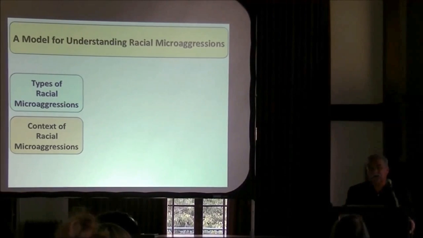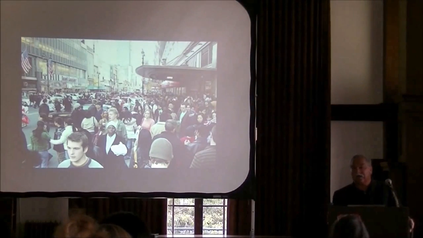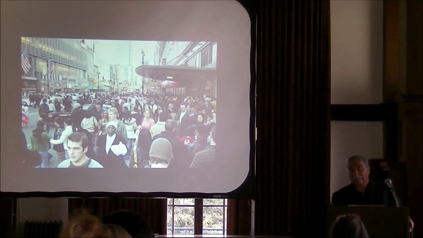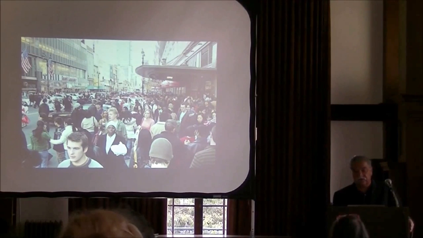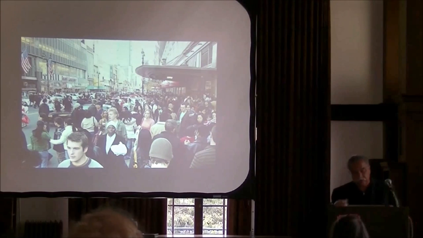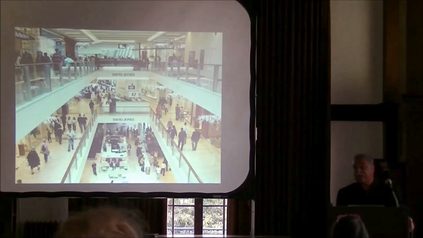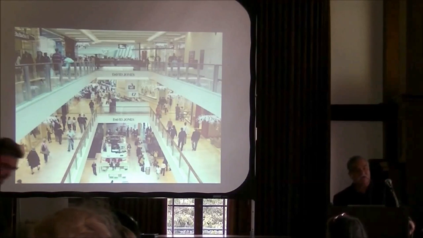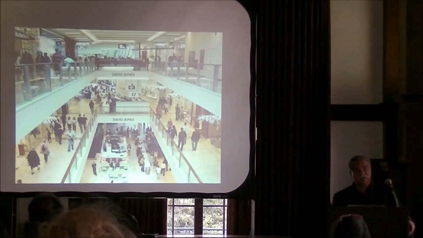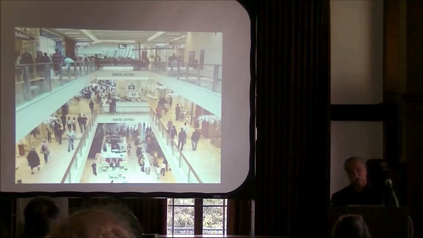Context. These racial microaggressions occur in various spaces, various contexts. While you're walking down the street, whether it's here in the Bay Area or in Southern California, New York City, Chicago, just about anywhere, you can experience these forms of racial microaggressions. They often happen in shopping malls or in spaces, department stores, or small shops.